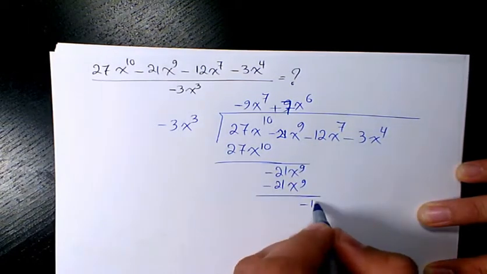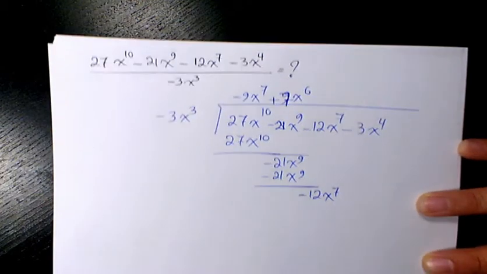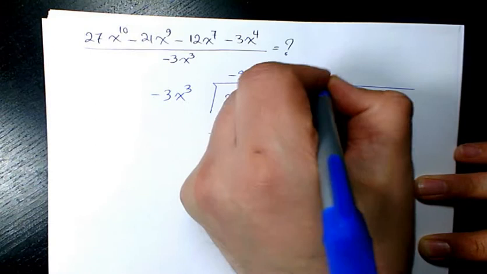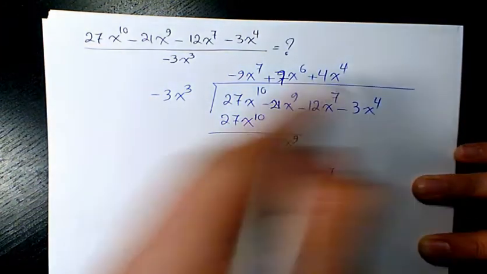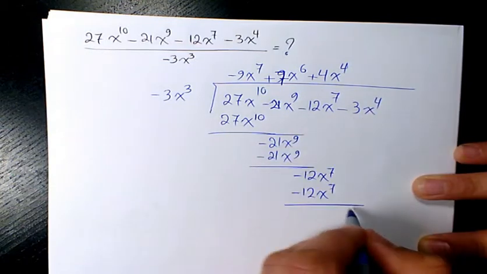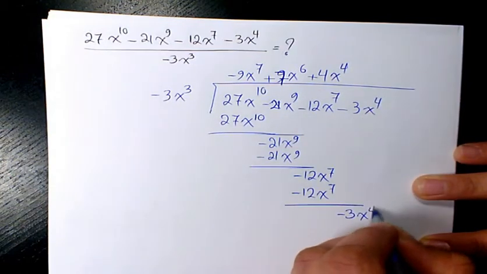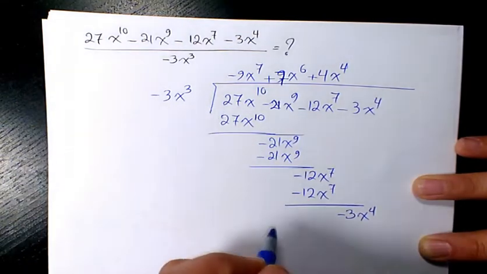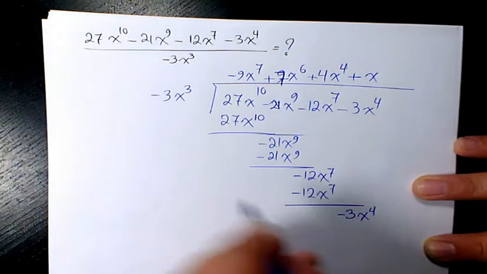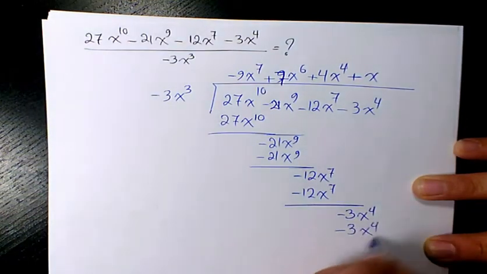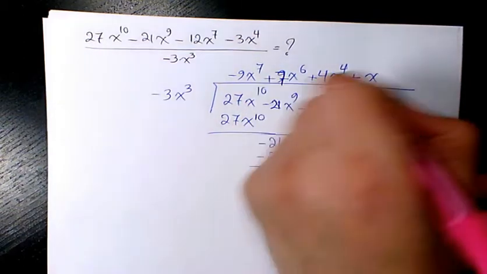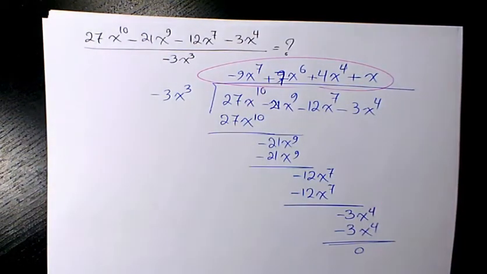Then you bring the next number down, negative 12x to the power of 7. Divided by negative 3x cubed is going to be 4x to the power of 4. When you multiply, it's going to be negative 12x to the power of 7. Then you bring the next number down, negative 3x to the power of 4, divided by negative 3x to the power of 3, which is going to be x. When you multiply, it's going to be negative 3x to the power of 4. That's going to make it 0, and here that's going to be the quotient.